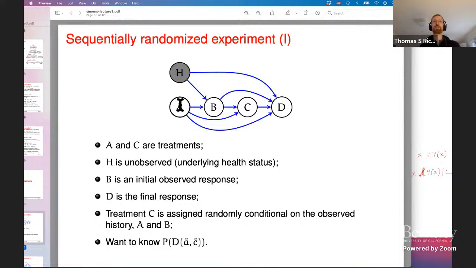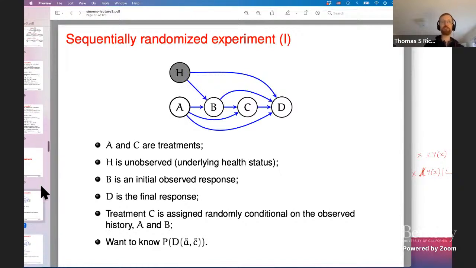So the idea is I've got two treatments, A and C. The first treatment is randomized. The second treatment is randomized conditional on the observed history, A and B. But B and D are responses, and they may be confounded by the patient's underlying health status. The great thing about this graph is we could make it hold by design: if we randomly assigned A, observed how people respond B, then randomly assigned C based on their observed history, so the probability that they get C may depend on their observed history, we could make this graph hold by design.